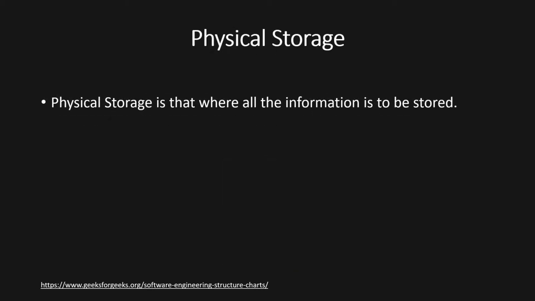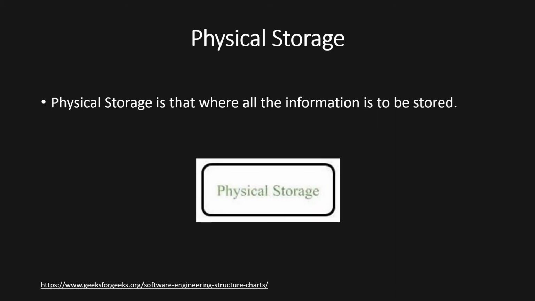The next symbol of a structure chart is physical storage. Physical storage is where all the information is to be stored, or a database. And it is represented in a structure chart as a square with rounded edges.